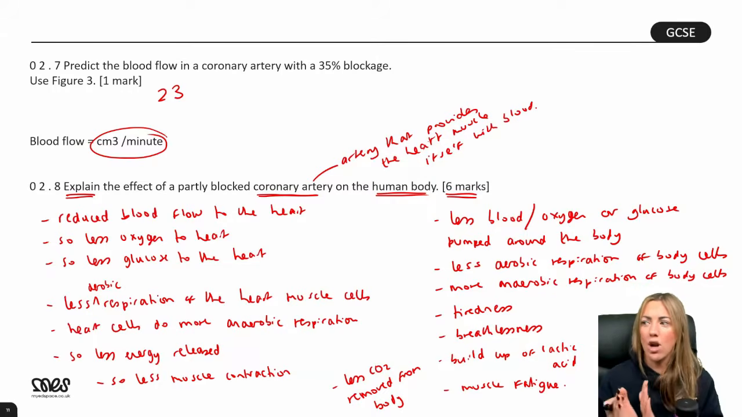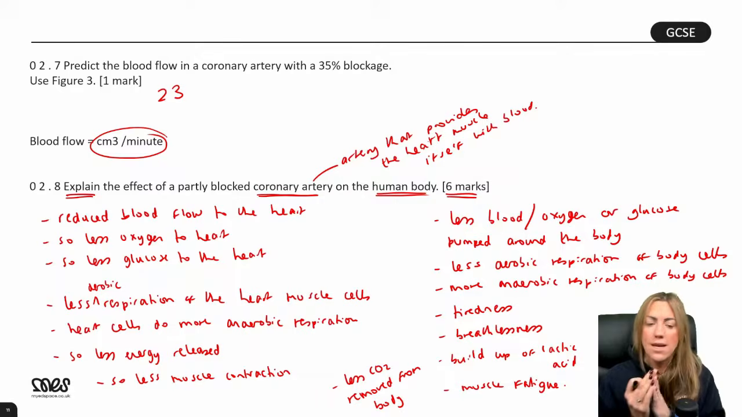We've got a partly blocked coronary artery. That's the artery that supplies the heart. So we're starting with the effect on the heart. If the artery that supplies the heart is partly blocked, less blood will flow to the heart. That's obvious. But that means less oxygen and less glucose is getting to the heart. That means the heart cells themselves are going to do less aerobic respiration and potentially might do anaerobic respiration. This means the heart cells themselves release less energy, and this means there's less energy for the heart muscle to contract.